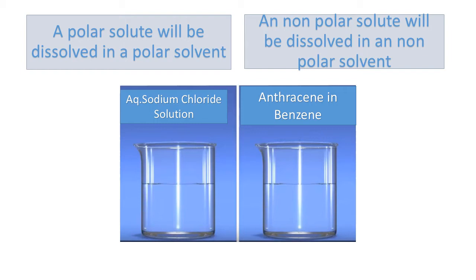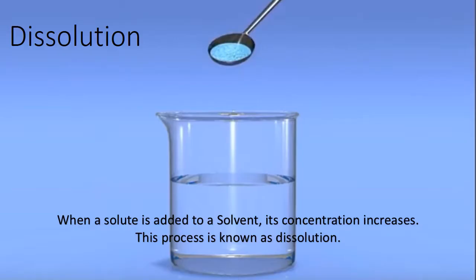For example, sodium chloride is polar in nature, so it will be dissolved in a polar solvent, that is water. And a non-polar solute can be dissolved in a non-polar solvent. For example, anthracene, being non-polar, can be dissolved in a non-polar solvent, that is benzene.